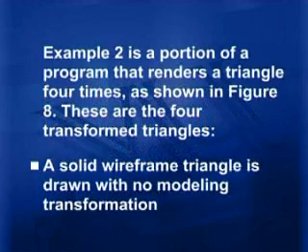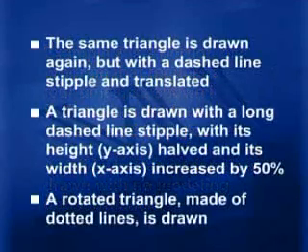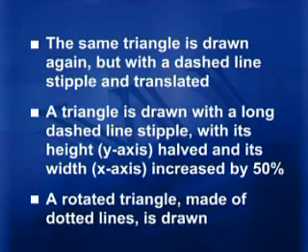Next example is a portion of a program that renders a triangle 4 times, as is shown in the next figure. These are the 4 transformed triangles. A solid wireframe triangle is drawn with no modeling transformation. Then the same triangle is drawn again, but with a dashed line stipple and translated. A triangle is drawn with a long dashed line stipple with its height, which is y-axis, halved, and its width, x-axis, increased by 50%. Then a rotated triangle made of dotted lines is drawn.